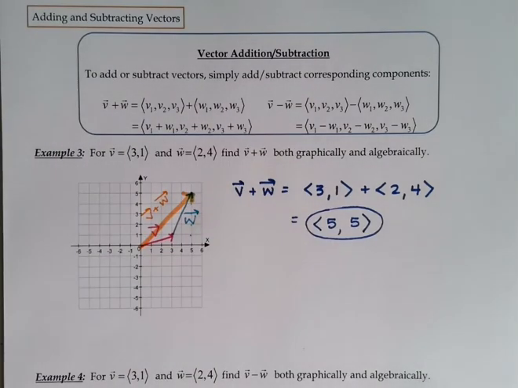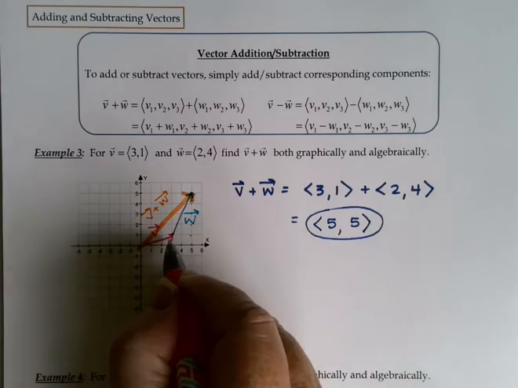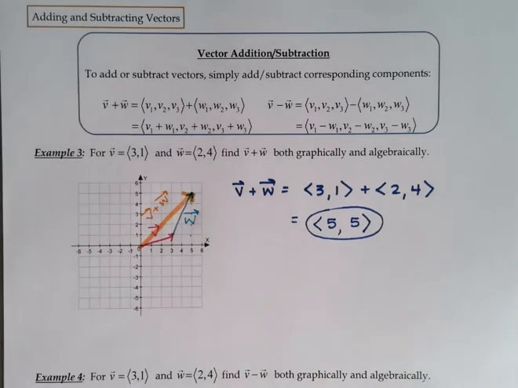So that's geometrically how you add vectors. You just literally start one vector at the terminal point of the other to add it on to the end of that vector.